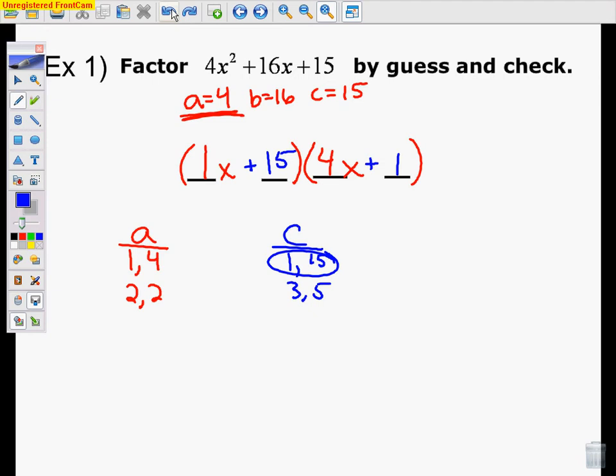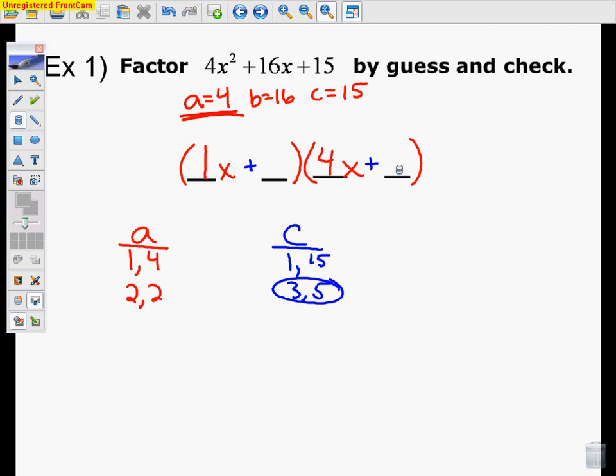Now that we've tried the 15 and the 1, let's try the 3 and the 5. Let's put the 3 here and the 5 there. Let's try the outer: 1x times 5, that's 5x. 3 times 4x, that's 12x. 5x plus 12x, that's 17x. That doesn't equal 16x, so that's not it. And let's switch those around.